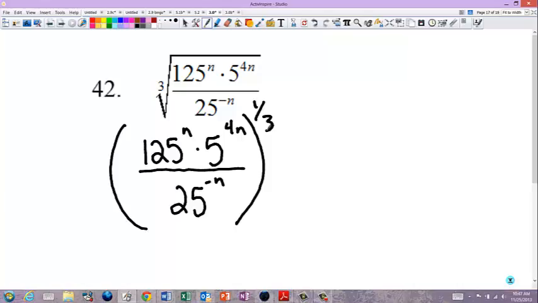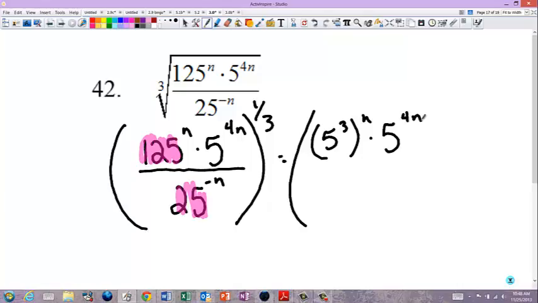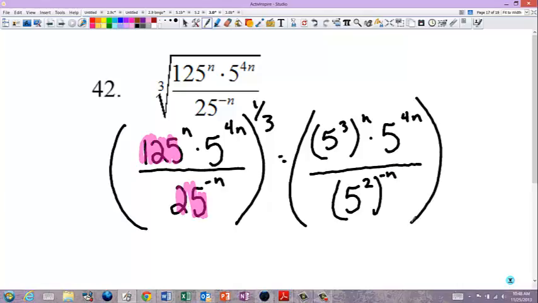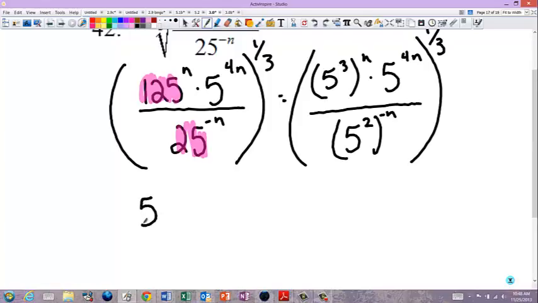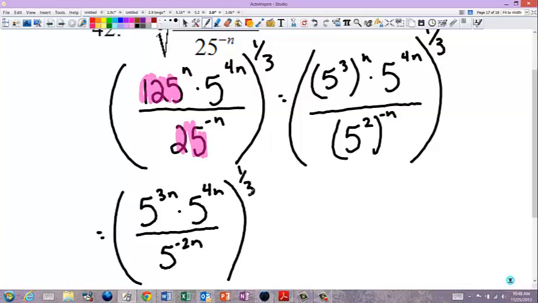Now, what I notice these have in common is they're all powers of 5. That's 5 to the 3rd. This is 5 squared, so I'm going to write them accordingly. So this will be 5 to the 3rd to the n times 5 to the 4n over 5 to the 2 to the negative n to the 1/3. Okay, that's 5 to the 3n times 5 to the 4n over 5 to the negative 2n to the 1/3.